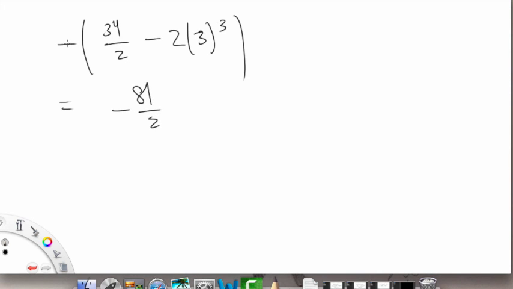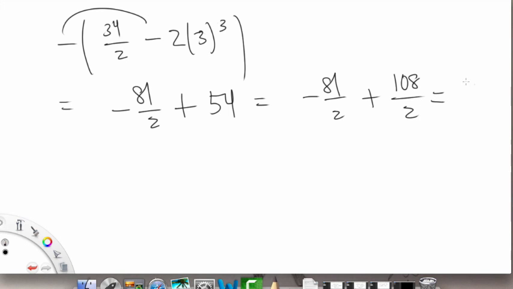So we have a negative 3 to the 4th over 2, and then minus 2 times 3 to the 3rd. Then we're just going to simplify. This is negative 81 over 2, and if we factor this negative in, we get plus 54. So this is negative 81 over 2 plus 108 over 2, which is equal to a positive 27 over 2.